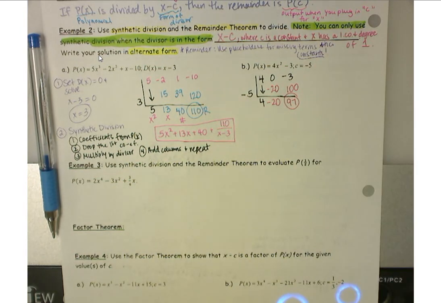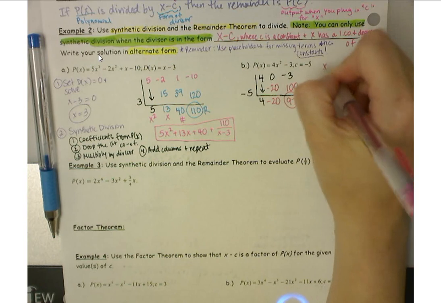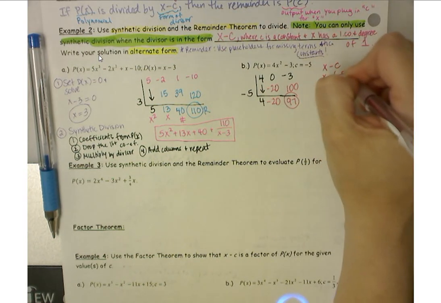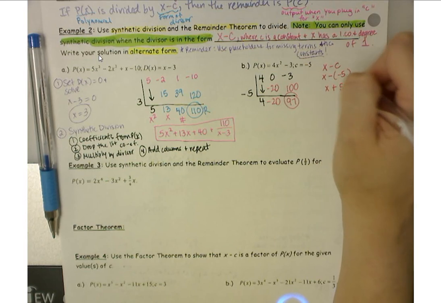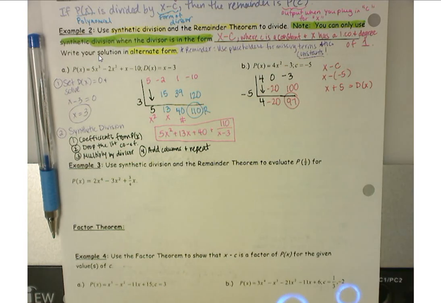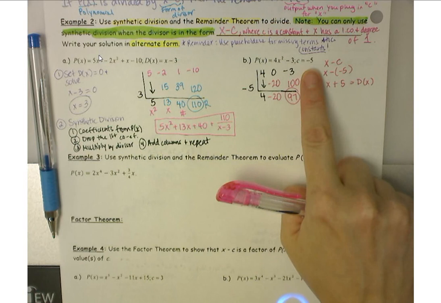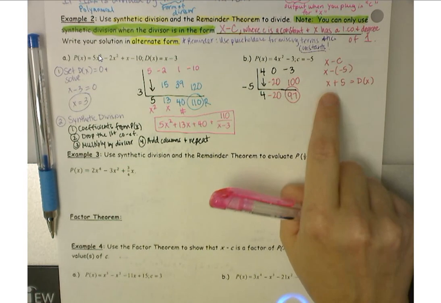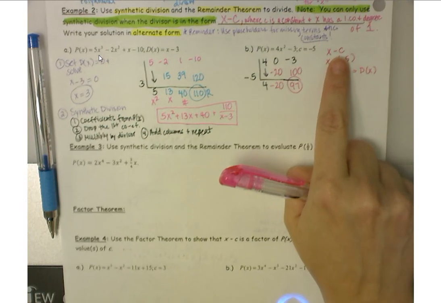Now I do have a remainder. So when you are writing this out, this is your c value. Remember, your form is x minus c. So if I have x minus negative 5, my divisor is x plus 5. So that's your d of x. Okay, so really, now that we can see where this is coming from, we know it's just going to be the opposite. If it's negative 5, it'll be x plus 5. If it was 5, it would be x minus 5. Okay, and it comes from this form, your x minus c.